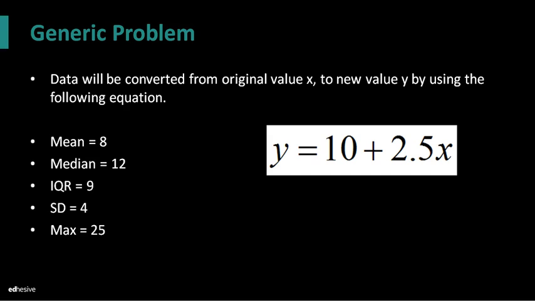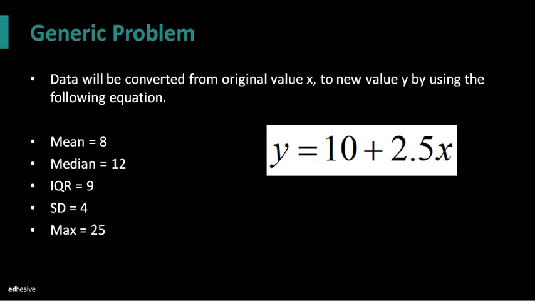All right, let's just do a generic problem. Problems like this are very, very common on the AP test. So data will be converted from the original value x to the new value y by using the following equation. We're going to take our old data, multiply it by 2.5, and then add 10. Order of operations is multiply first, then add, even though I have the 10 first. Okay, so that's how we're going to convert our data.